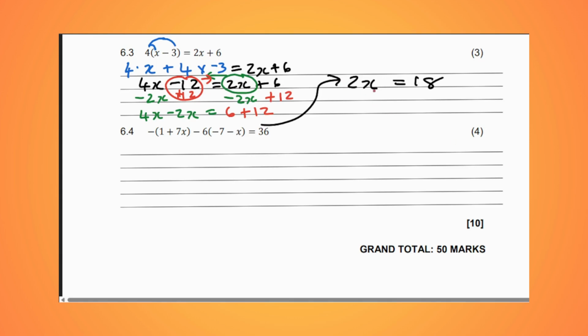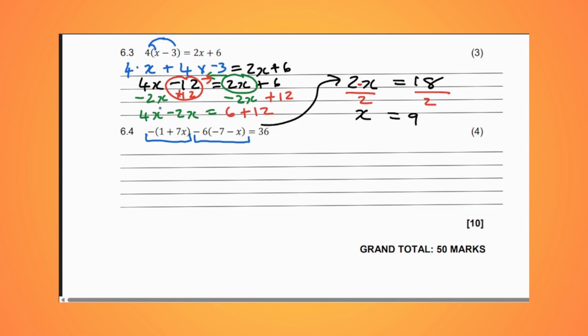Now we know 2x is going to be 18, but we want to know 1x. So instead of times 2, we divide by 2. Or you could have just written the answer if you knew it also. X is going to be 9. And in this last example, we have a minus times a bracket. So that's our first term we have to sort out. Then a minus 6 times a bracket, another term we have to sort out, equal to 36.